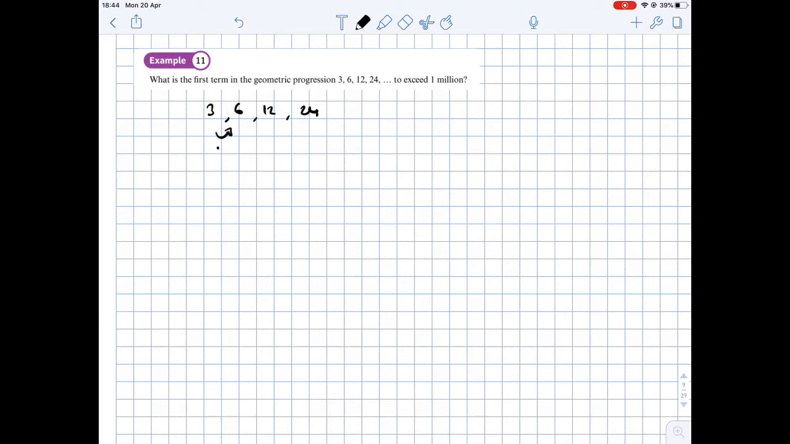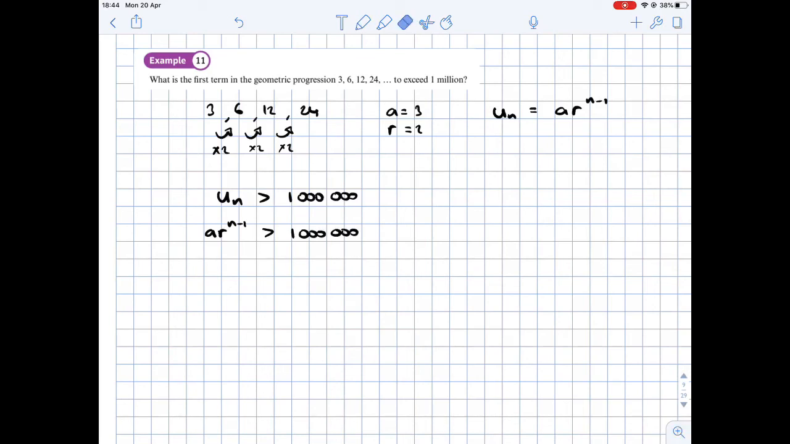Example 11. What is the first term in the geometric progression 3, 6, 12, 24? Hopefully you can see here the common ratio is 2. And the first term is 3. So a equals 3 and r equals 2. Remember, our formula is un equals ar to the n minus 1. And we want to know when is a term greater than 1 million. Well, here we could think that is when ar to the n minus 1 is greater than 1 million. So we can replace the ar to the n minus 1 with 3 times 2 to the n minus 1.